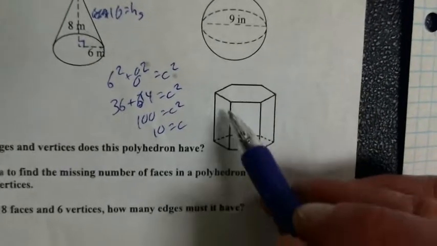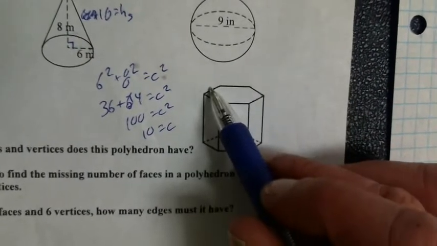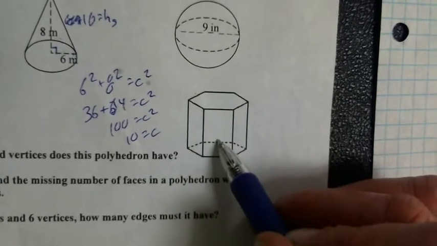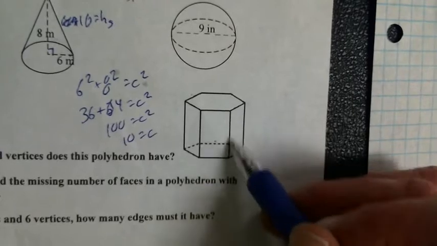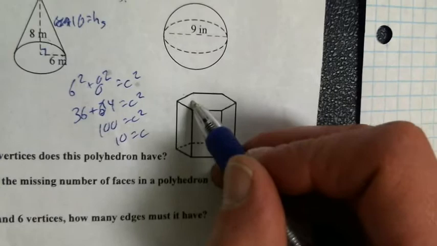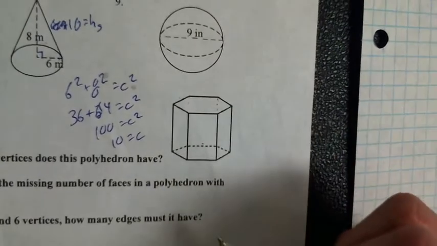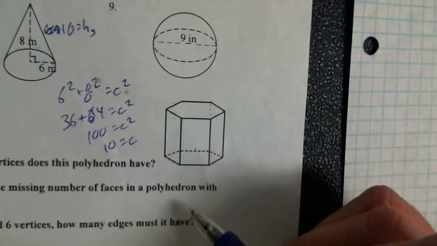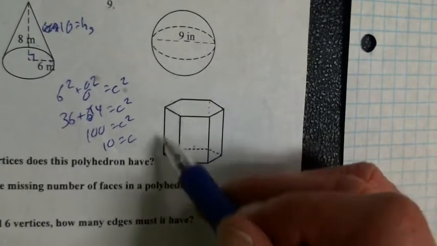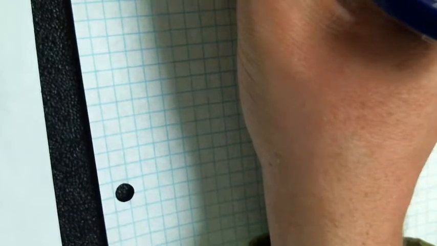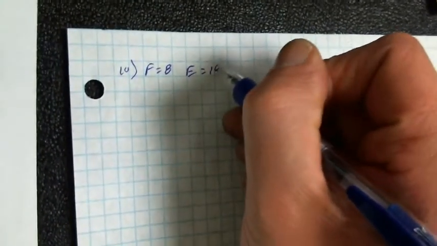edges. There's 1, 2, 3, 4, 5, 6 on top. 1, 2, 3, 4, 5, 6 on bottom. And then each one of these corners is going to have another vertical face. So that's 1, 2, 3, 4, 5, 6 corners as well. So 6 edges on top, 6 vertical edges, 6 on bottom, 6 plus 6 plus 6 is 18.